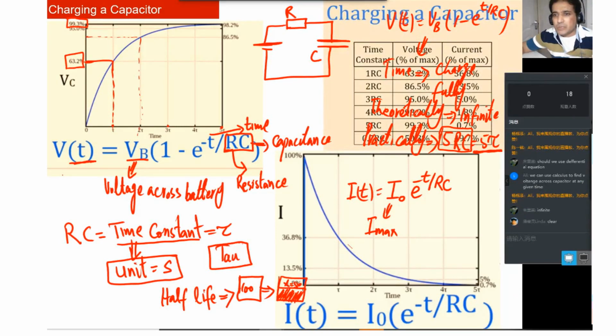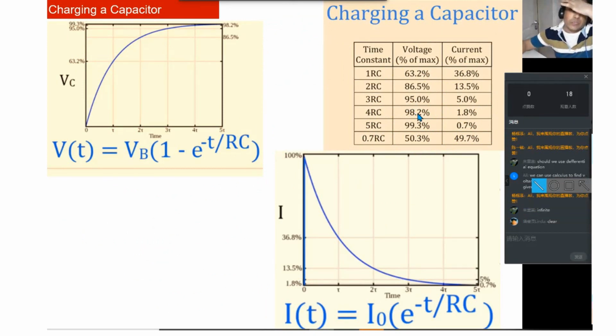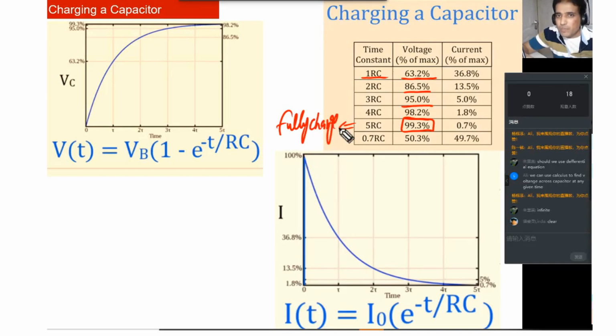Okay, so here I have also drawn this table for you so you can see it in a better way. If you look here, after 1 tau, 1 RC, it will charge to this much. Second, third, fourth, and after 5, it will charge to 99.3%. So we say it is fully charged after 5 tau. But here is one number that is very important, so I also want you to understand it.